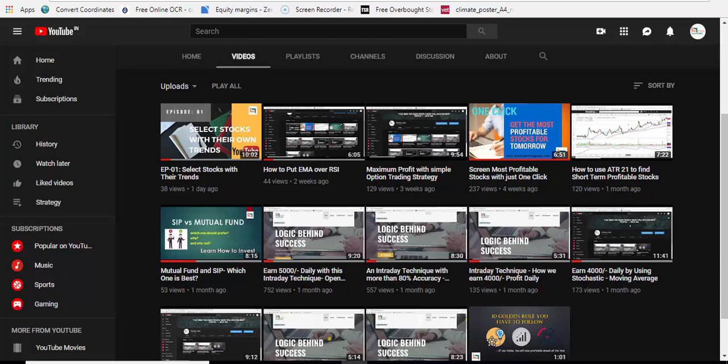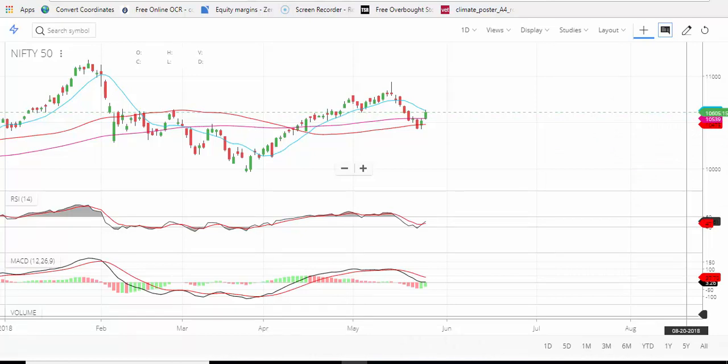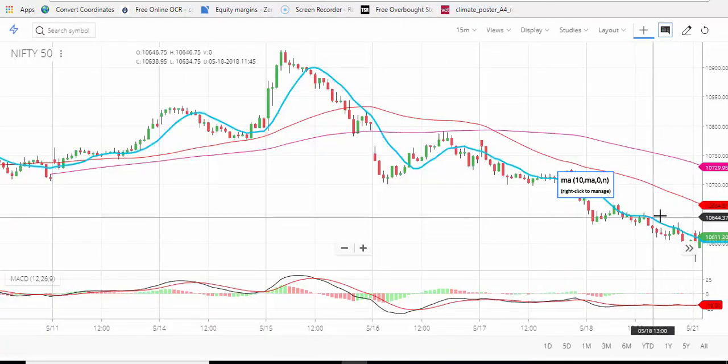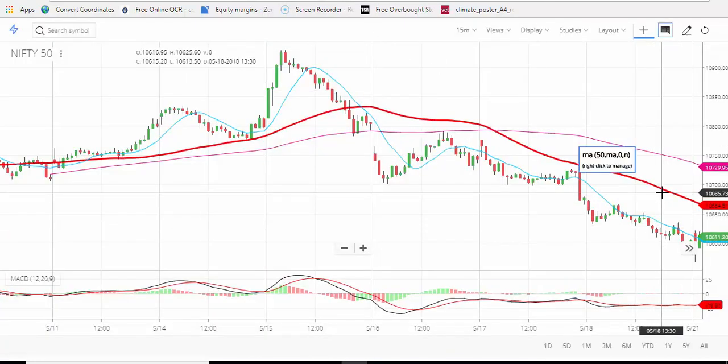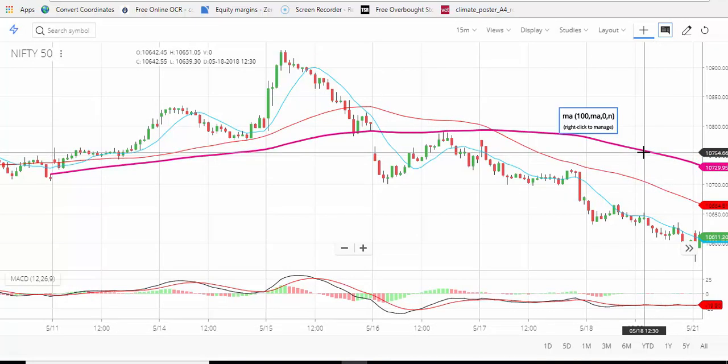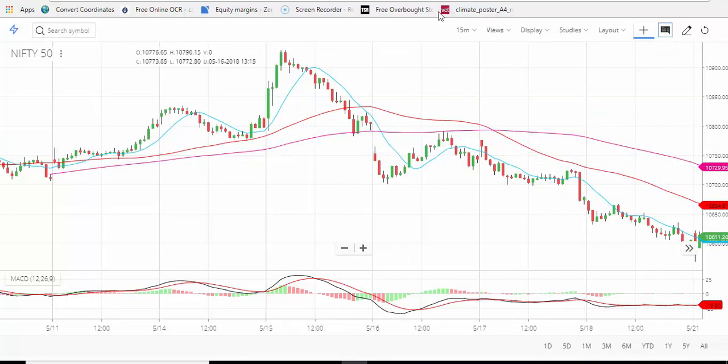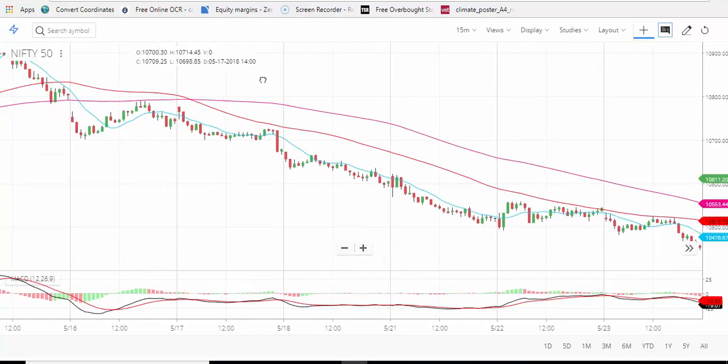So for all these things we have to prepare one setup. The setup is like this. This one is the 10 moving average, this one is the 50 moving average, and this one is the 100 moving average. This is a 15-minute chart of Nifty 50.